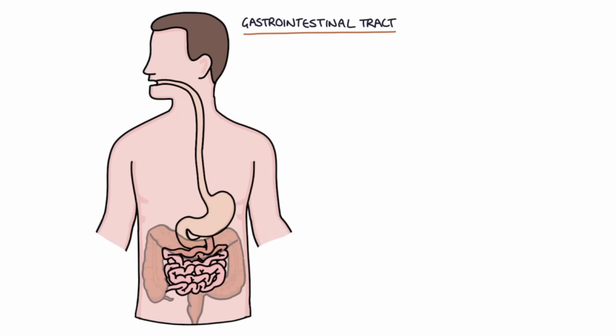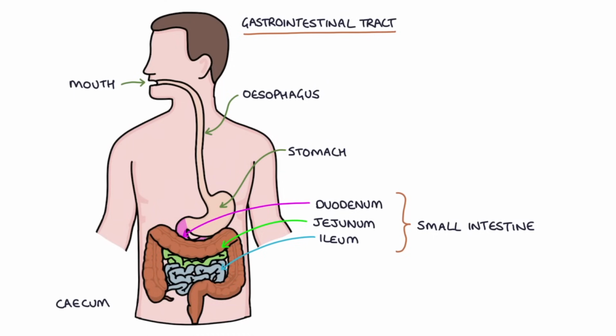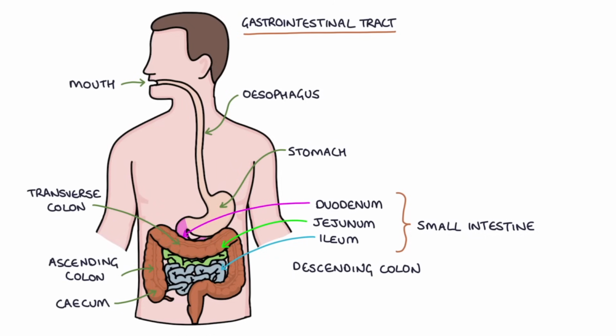The gastrointestinal tract starts at the mouth. The esophagus takes food from the mouth to the stomach. After the stomach comes the duodenum, the jejunum, and the ileum, which together form the small intestine. The small intestine connects with the large intestine at the cecum. Then there's the ascending colon, the transverse colon, the descending colon, the sigmoid colon, the rectum, and finally the anus.